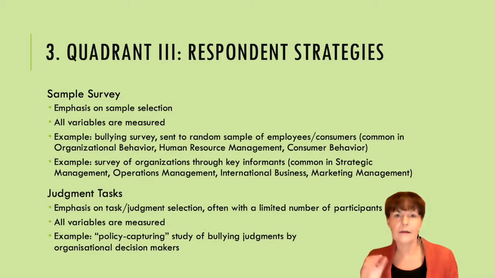So to summarize, these two strategies are both not great on context. They are not studying behavior in a naturally occurring context. One of them, the sample survey, is really good on generalizability. The judgment task is okay on generalizability, but not as good as the sample survey. The judgment task is quite good at measuring behavior precisely, much better than the sample survey, but not as good as the experimental studies. Okay, so that was quadrant number 3.